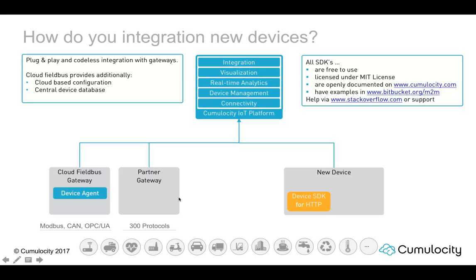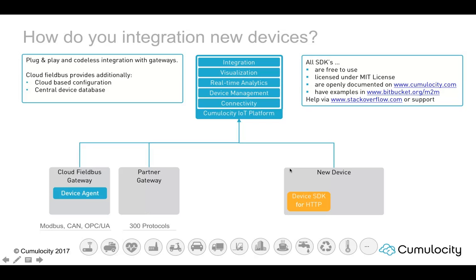Alternatively, you can take partner gateways or so-called data loggers, for example, from companies like Insys, Option CloudGate, Redline, or Libelium, and again connect these to Cumulocity and support even more, up to 300 different protocols. Again, in a codeless way, just by configuring this gateway.